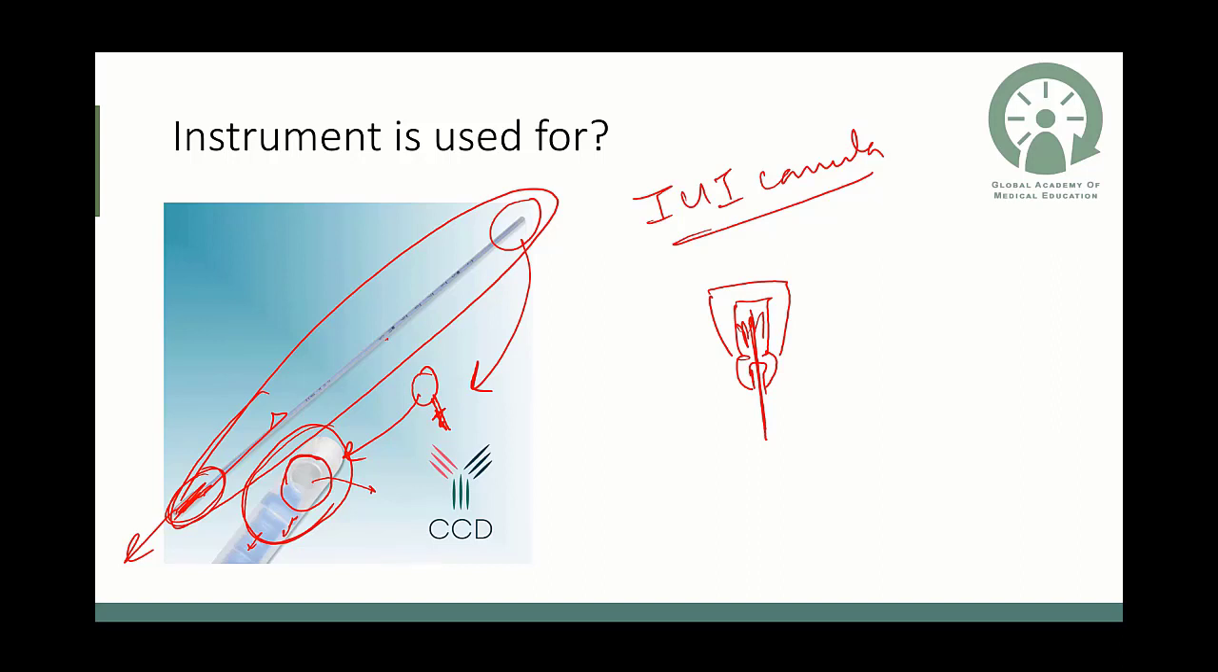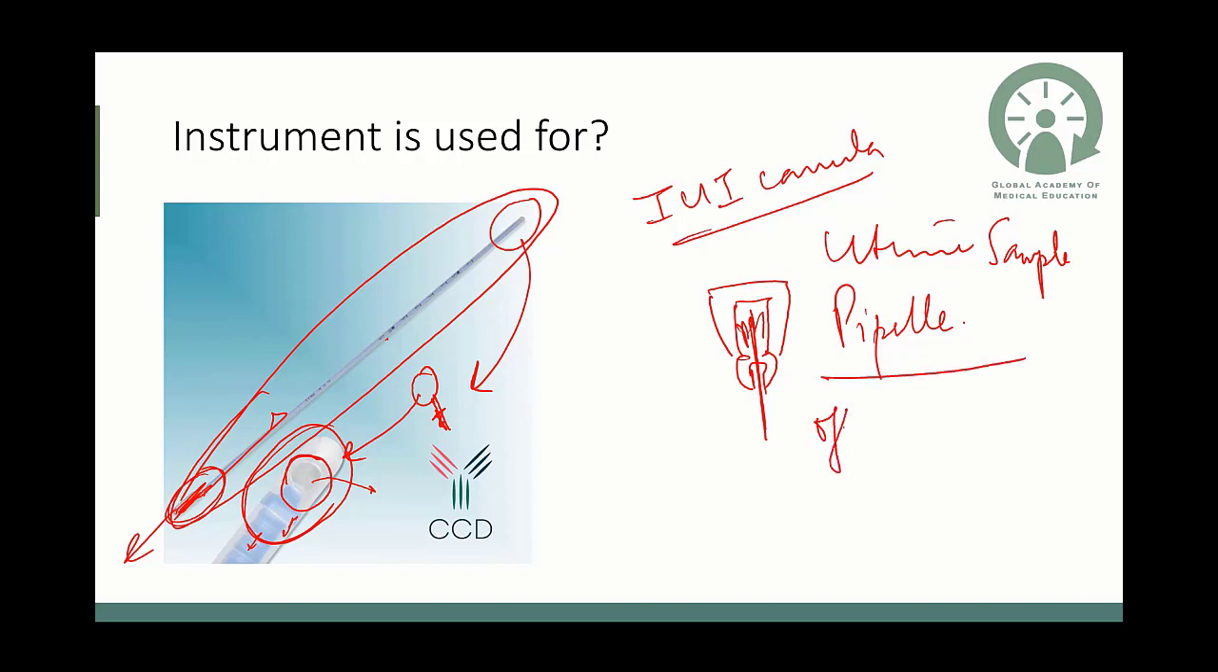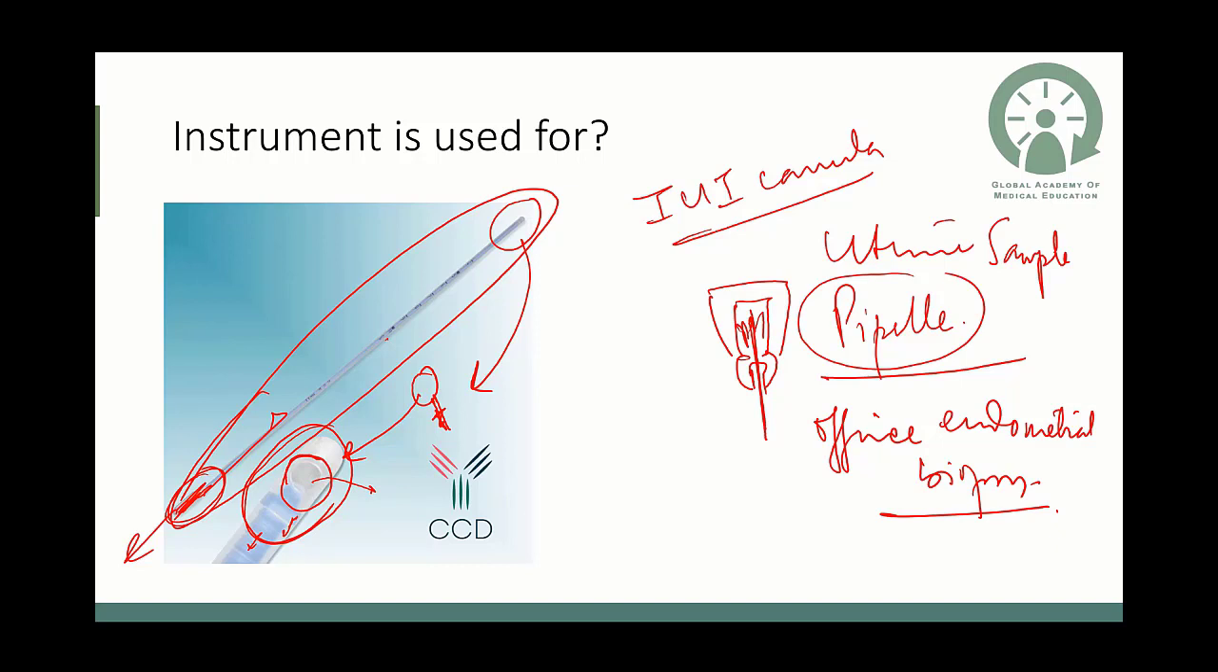So this is basically uterine biopsy people, uterine sampling people, which is used for office endometrial biopsy. Office as in clinical chamber. Office endometrial biopsy. So this is uterine sampling people.